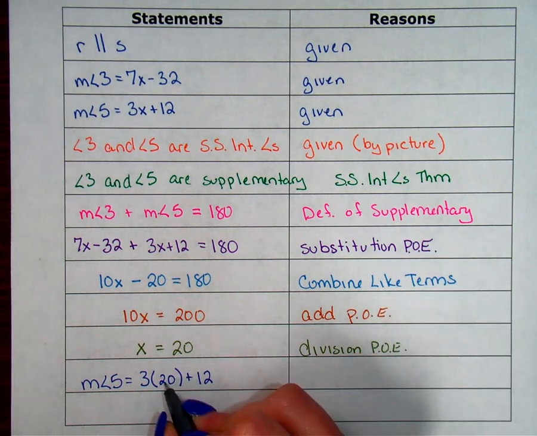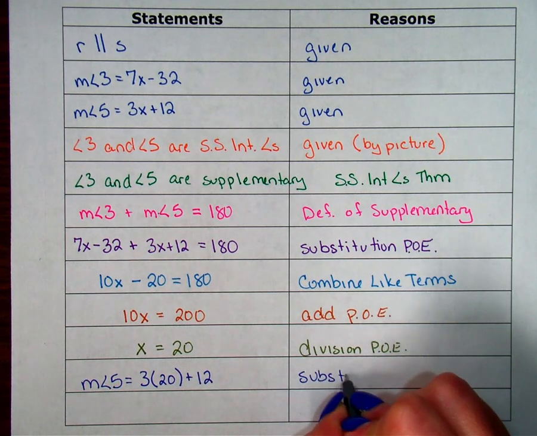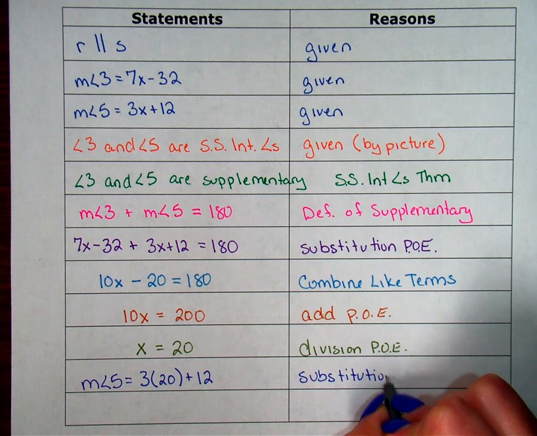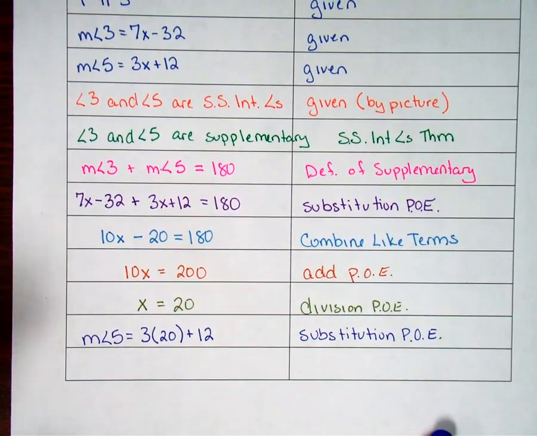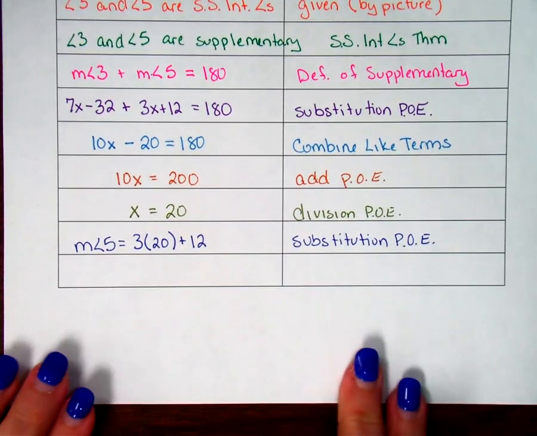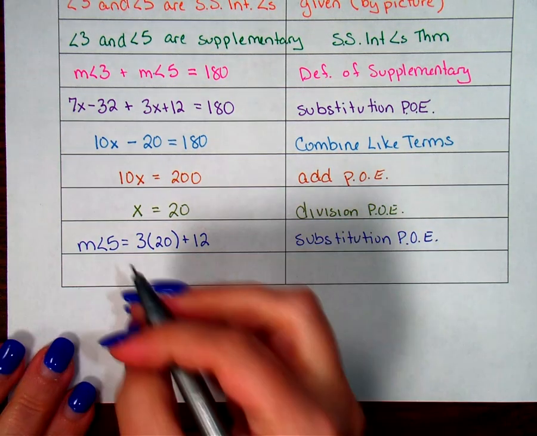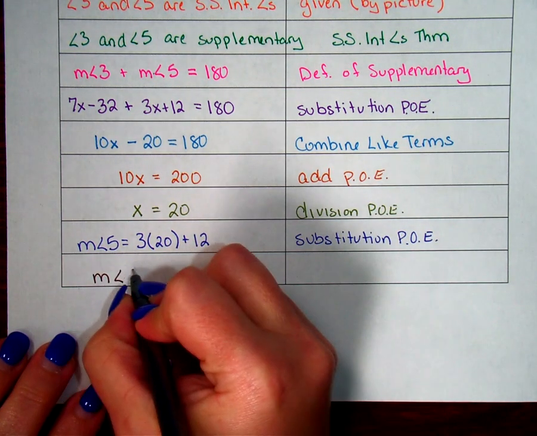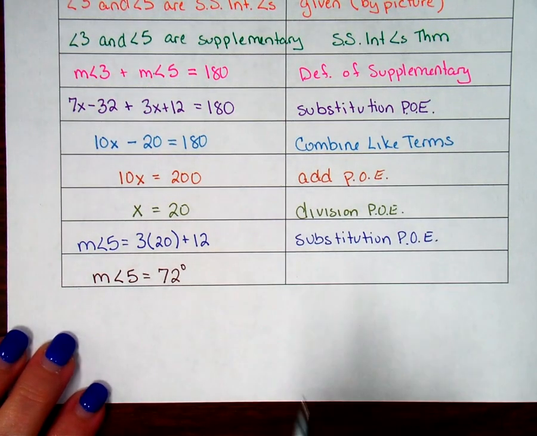And what did I do? I substituted the x with the 20. So substitution property of equality. And then last thing, I just have to simplify that little not even algebraic expression, it's just a math expression, right? I just have to simplify that. 3 times 20 is 60, and 60 plus 12 is 72. So the measure of angle 5 equals 72.